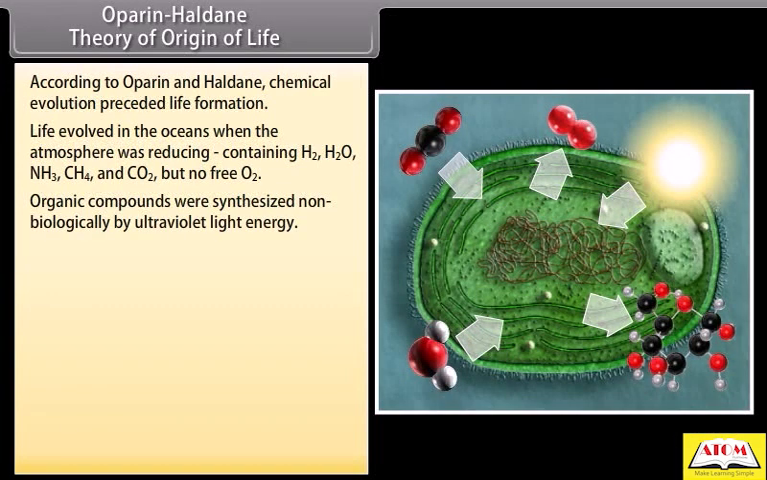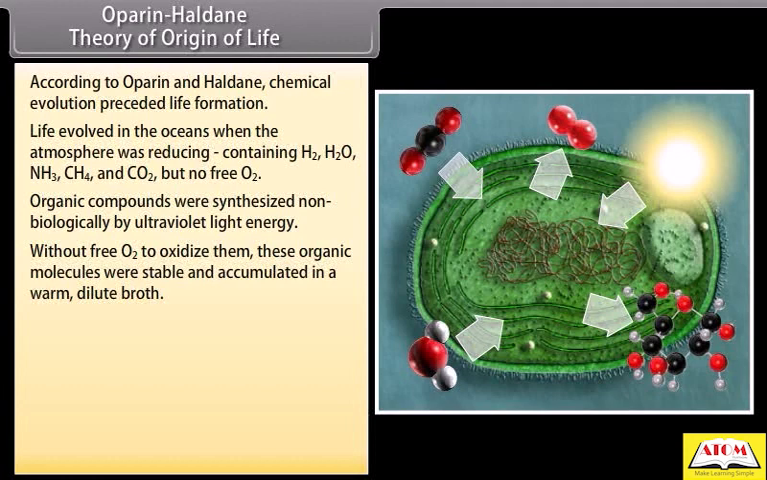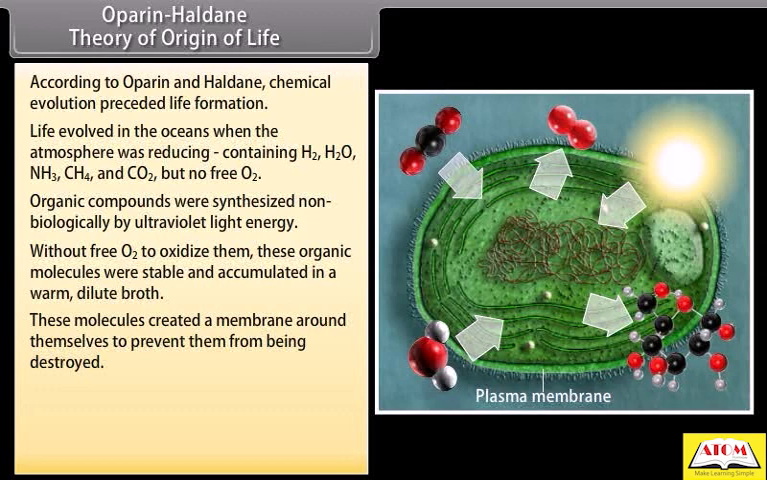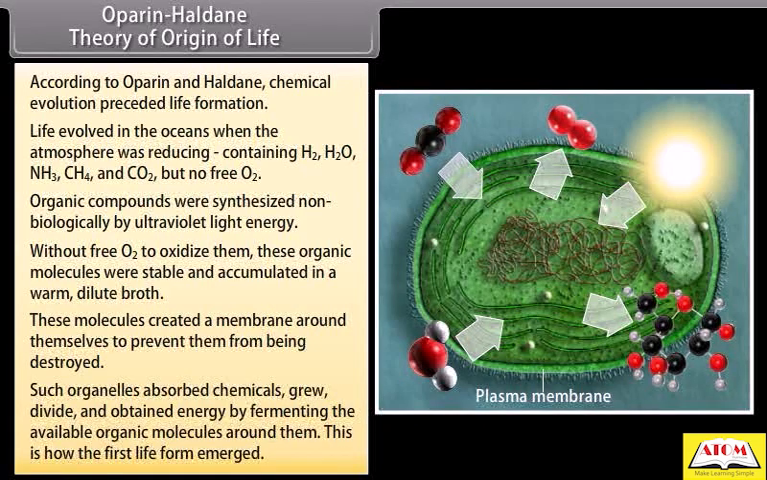Organic compounds were synthesized non-biologically by ultraviolet light energy. Without free O2 to oxidize them, these organic molecules were stable and accumulated in a warm, dilute broth. These molecules created a membrane around themselves to prevent them from being destroyed. Such organelles absorbed chemicals, grew, divided, and obtained energy by fermenting the available organic molecules around them. This is how the first life form emerged.